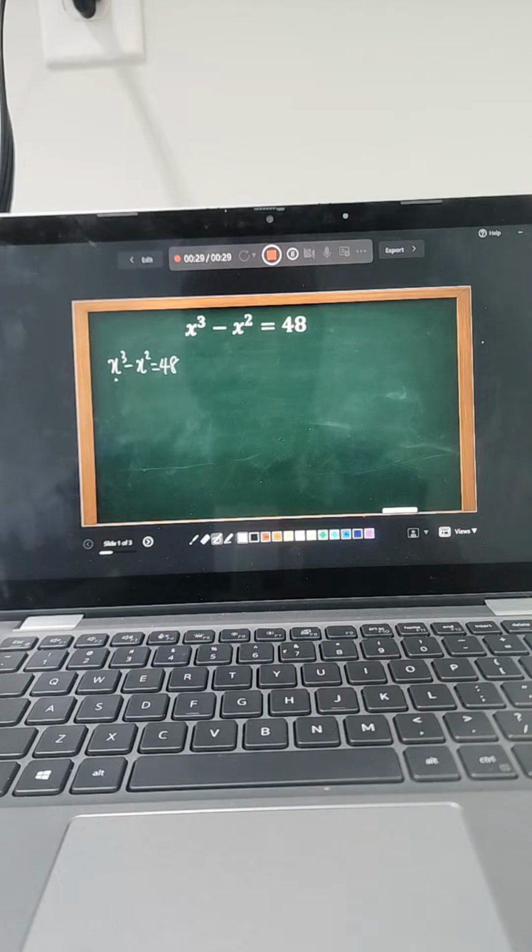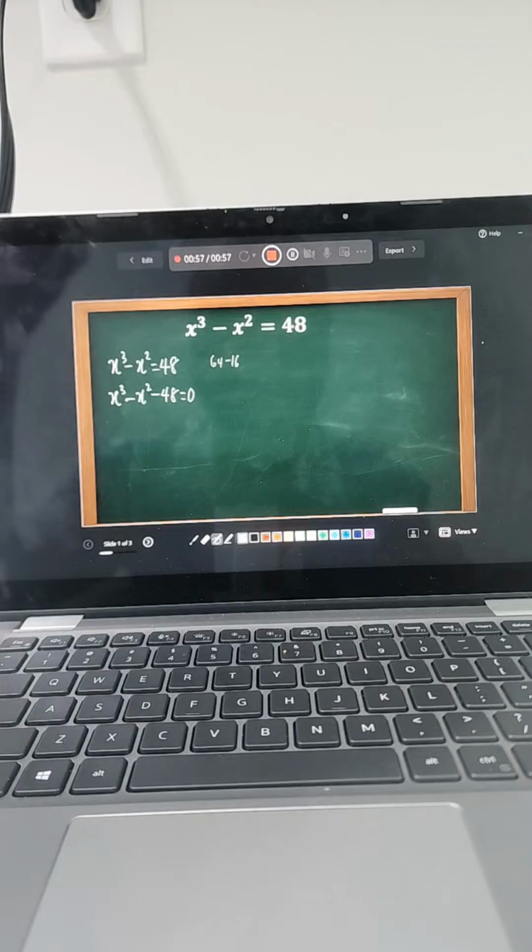Now, we have x cubed minus x squared equals 48. Rewriting this, we're going to have x cubed minus x squared minus 48 equals 0. Now, here we can write 48 as 64 minus 16. What prompted this? This is because we have x to the power of 3, so we can think of a value in which we can have a perfect square and a cube value.